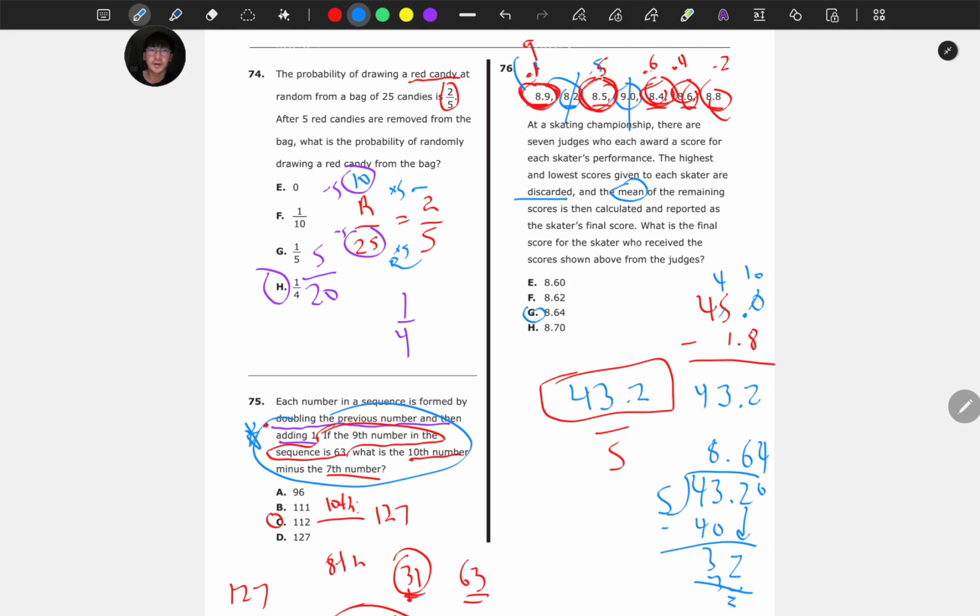G, okay? Alright, so this is not too bad.